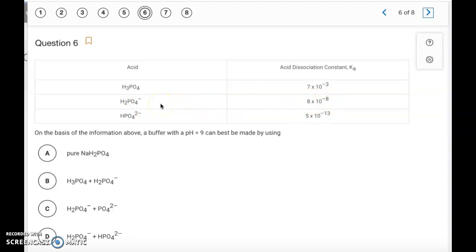It's a little bit more than 7, but then you can tweak the pH by changing the ratio of conjugate base to weak acid. So you'd want to have this as your weak acid, H2PO4, and you combine that with the conjugate base of that. So that's going to be letter D right there.